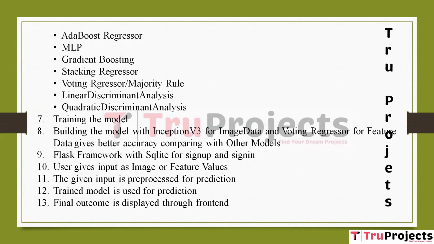to make accurate predictions. Building the model with Inception v3 for image data. Inception v3 is chosen as the deep learning model for processing image data, especially the ECG images. Inception v3 is a convolutional neural network, CNN, architecture that excels in feature extraction from images. This module involves configuring, training, and fine-tuning Inception v3 for the task of identifying sleep apnea from ECG images. The model learns to recognize specific patterns and features in these images that are indicative of sleep apnea.